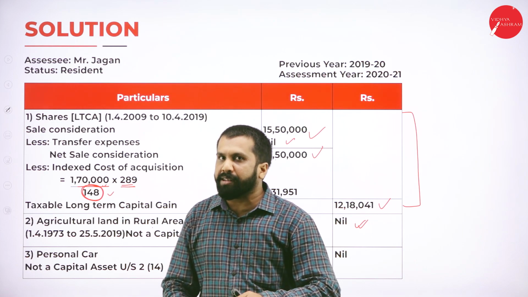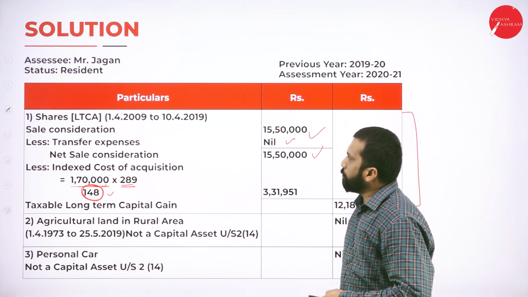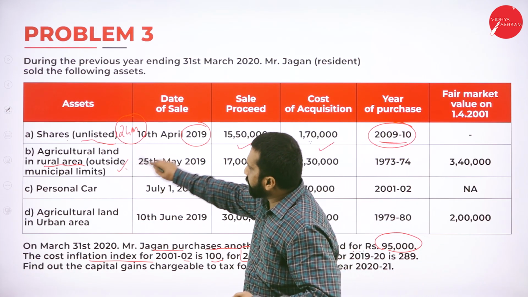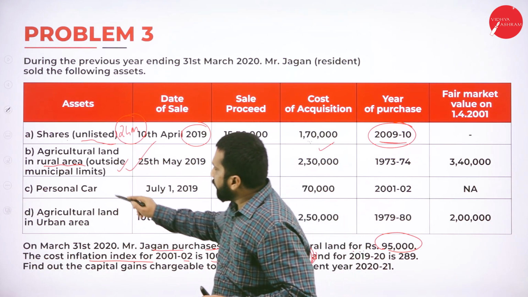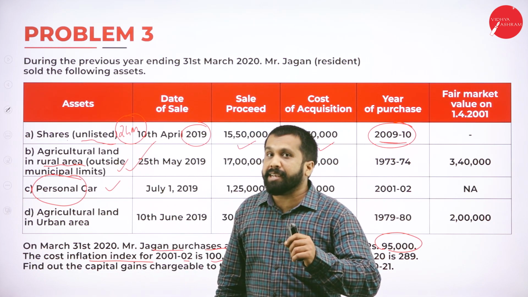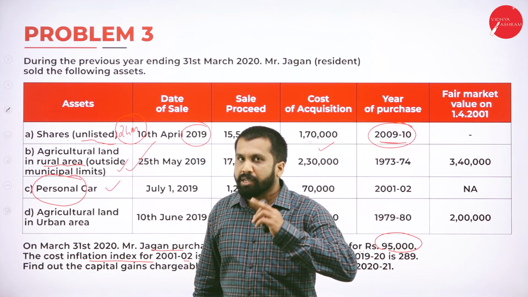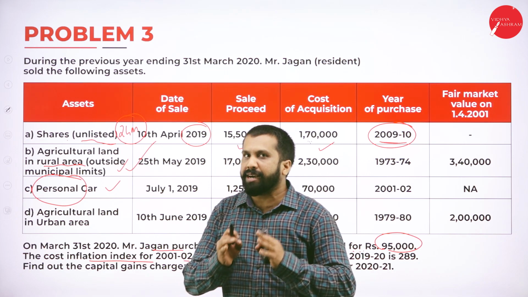If it is not a capital asset, it will not come. Clear? Yes. We'll go for the third one. This is done. This is not a capital asset. We will not work it out. Third one, personal car. Anything which is for personal use, will you take it as a capital asset? No, it is not a capital asset.